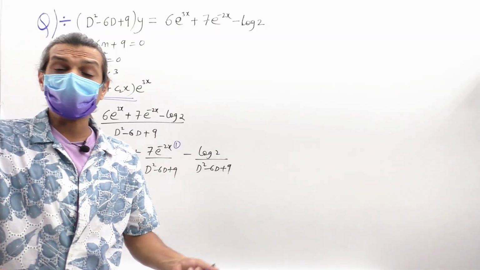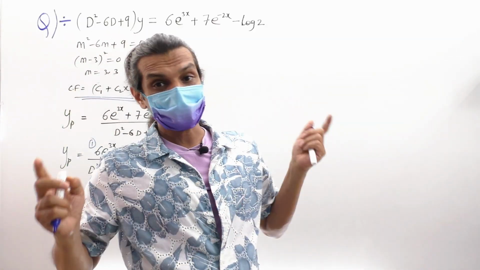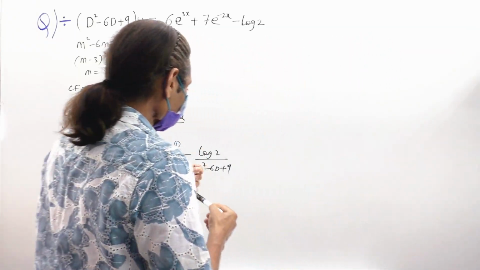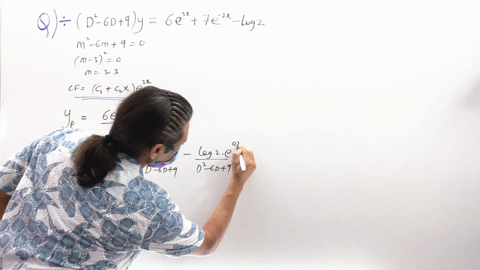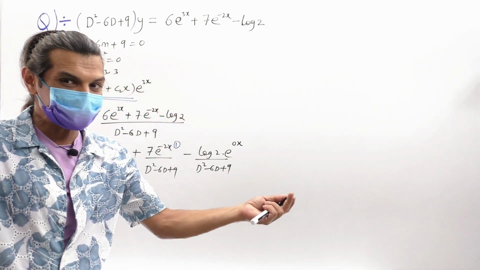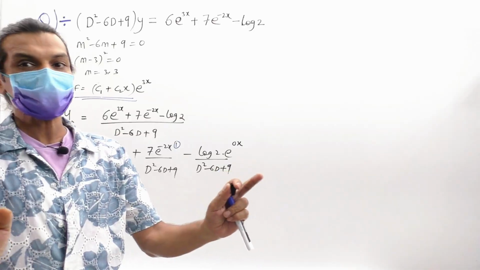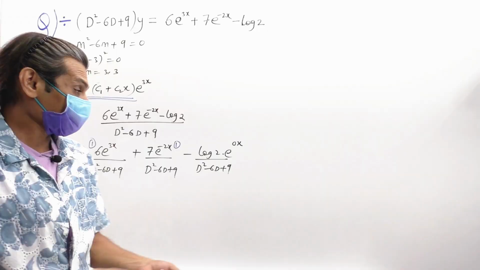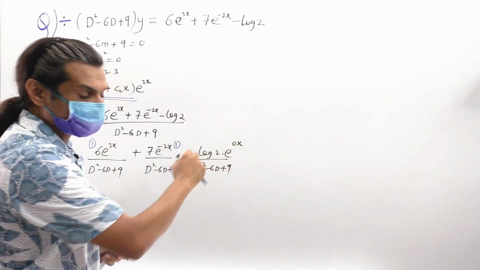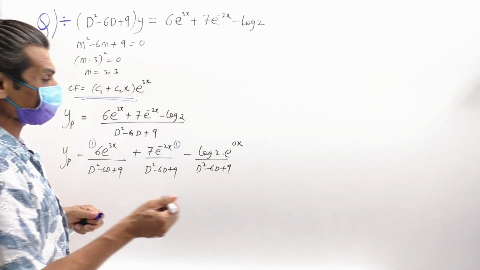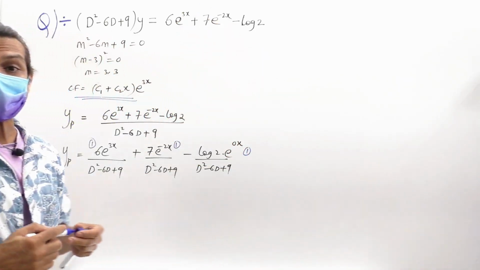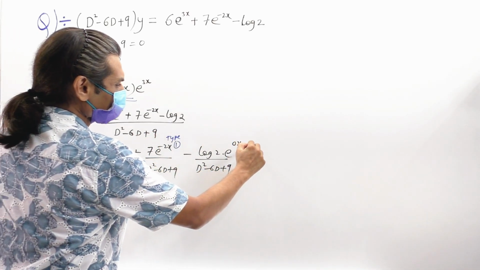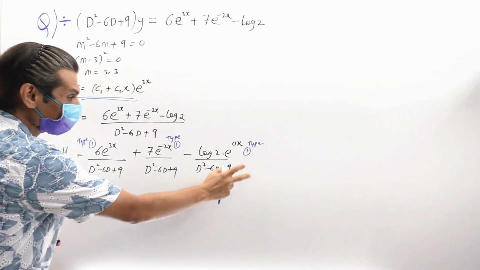Again, log 2. See, log 2 is a constant, as we discussed in the type number 1 particular integral. Anything constant is also treated as type number 1. Why? Because I can write this constant as times e^(0x). Log 2 is a constant, don't get confused. 1, 2, 3, 4, 5, 6, log 2, e^2, e^3 may confuse you, but that's also constant. So e^(0x). Now all are type number 1 here. So all these 3 terms are type number 1.